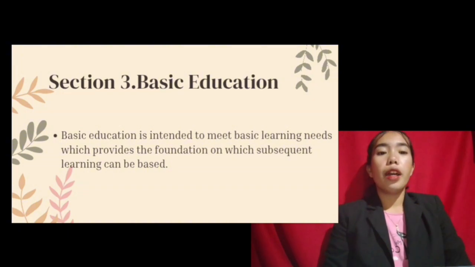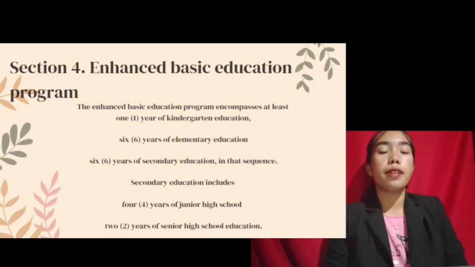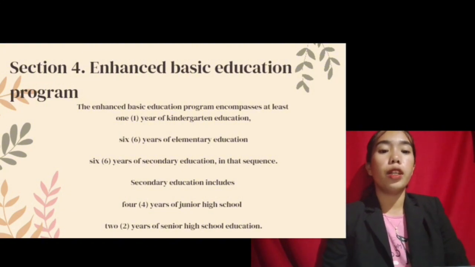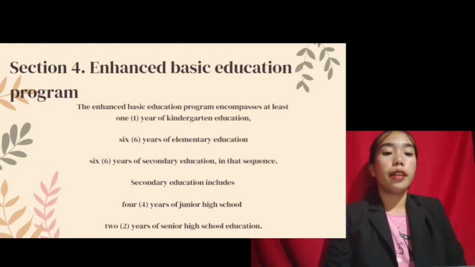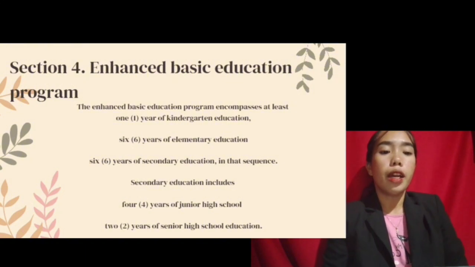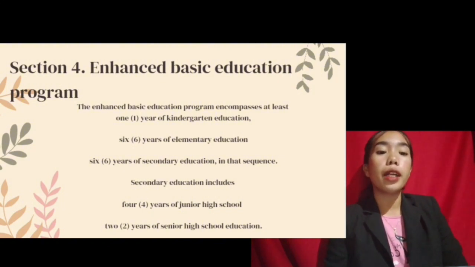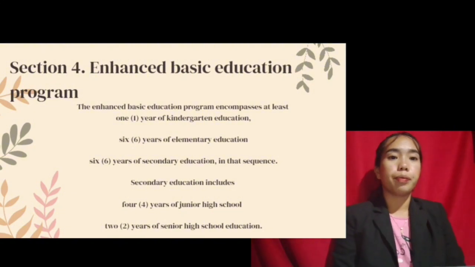In Section 4, Enhanced Basic Education Program. This section outlines the structure of the Enhanced Basic Education Program. It specifies that it consists of a full year of kindergarten, followed by 6 years of elementary school, and then 6 years of secondary school. Secondary school is further divided into 4 years of junior high and 2 years of senior high. This detailed structure ensures a well-rounded education from early childhood to the end of high school.